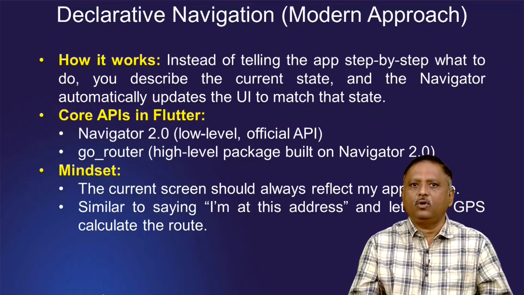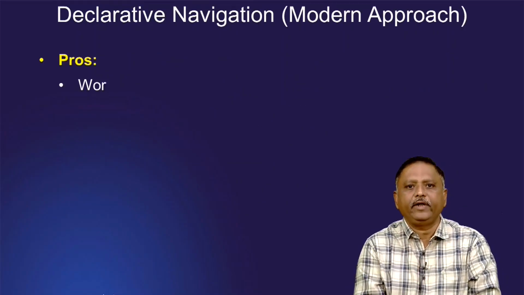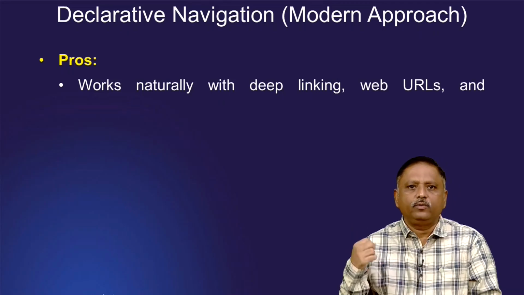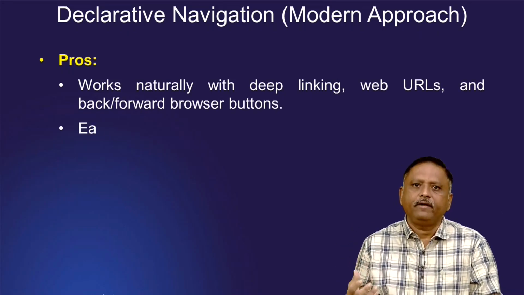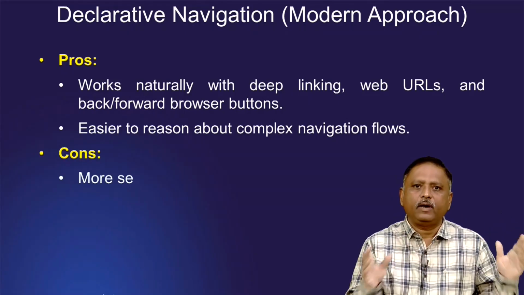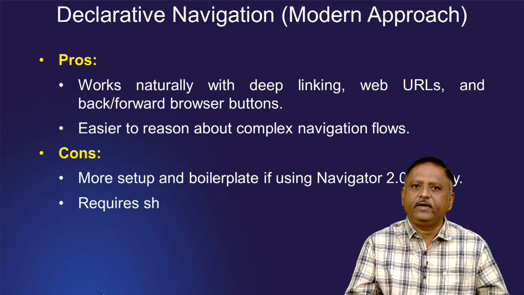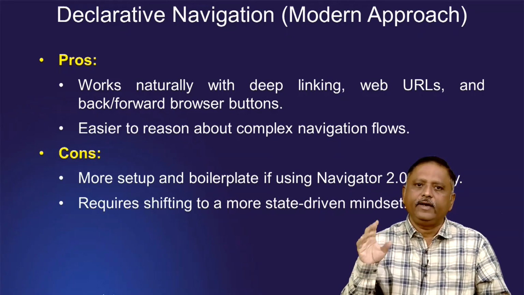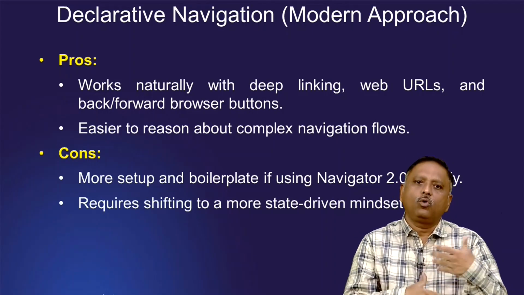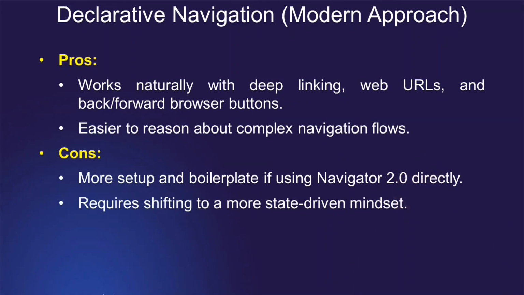We also discuss the advantages and disadvantages of declarative navigation. Advantages include that it works naturally with deep linking, web URLs and back or forward browser buttons. It is easier to reason about complex navigation flow, but there are some disadvantages also, like more setup and boilerplate if using Navigator 2.0 directly. It requires shifting to a more state driven mindset.